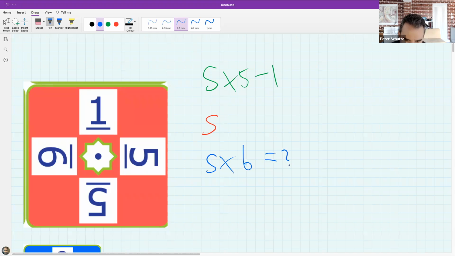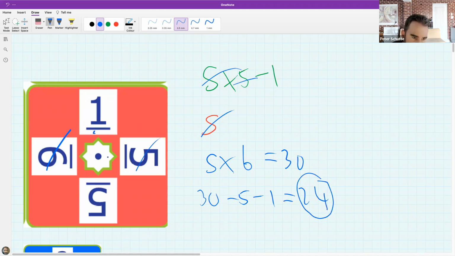5 times 6 gives me 30. So that's these 2 ones used. And then if you get 30 minus 5 minus 1, you get 24. And then you've used up everything. Although I'll check. I thought that was a 9, but maybe it's meant to be a 6.